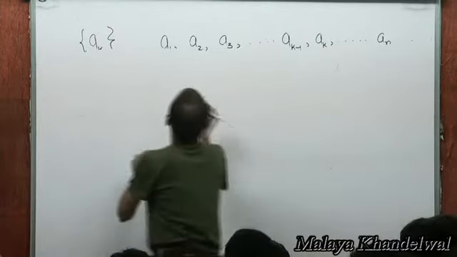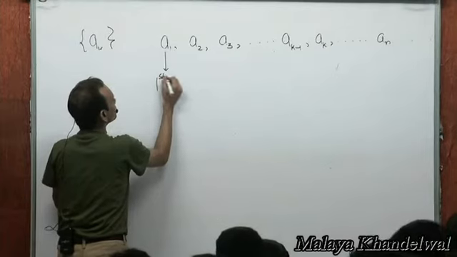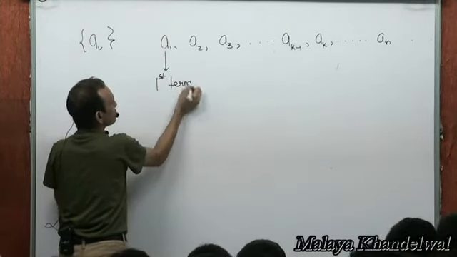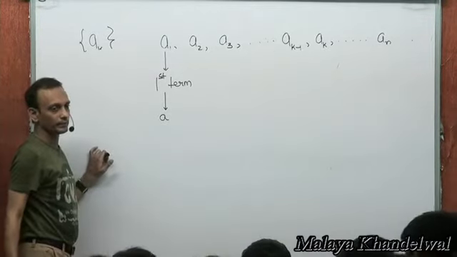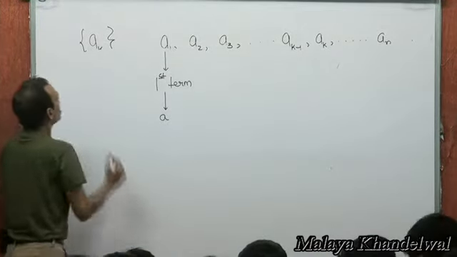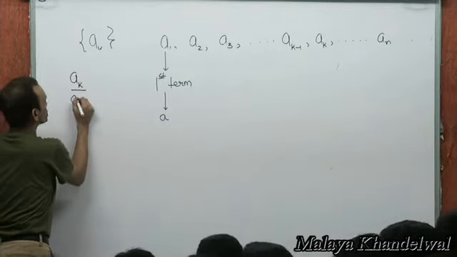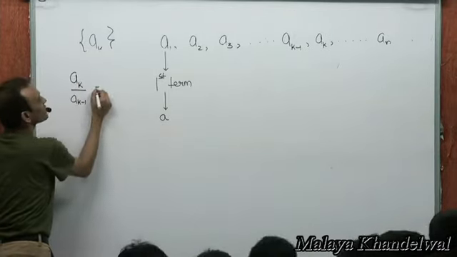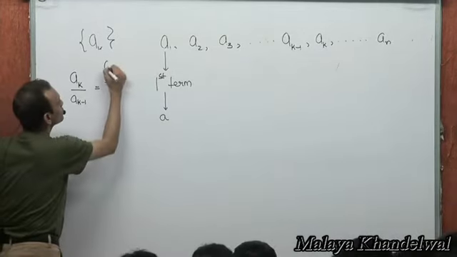Suppose this A1, which is referred to as the first term, I call it A. Now in the sequence, A_K by A_K minus 1 is R. R is a property of the sequence called the common ratio.